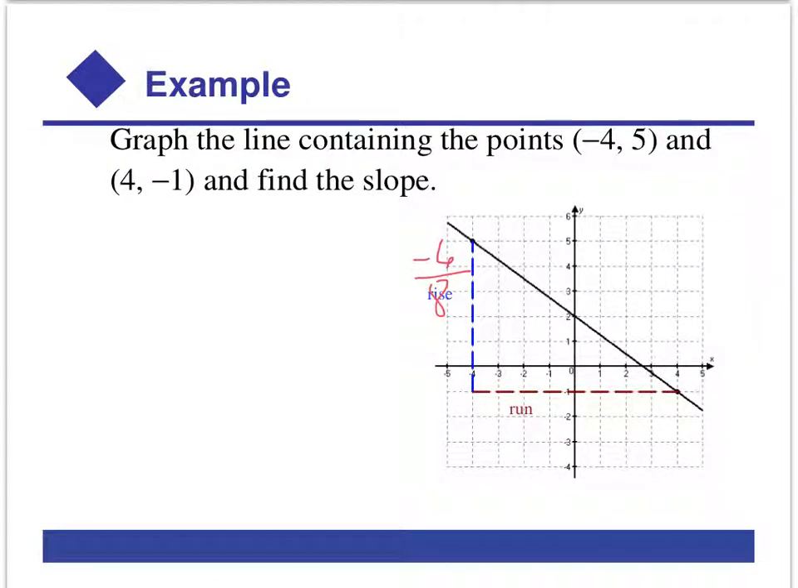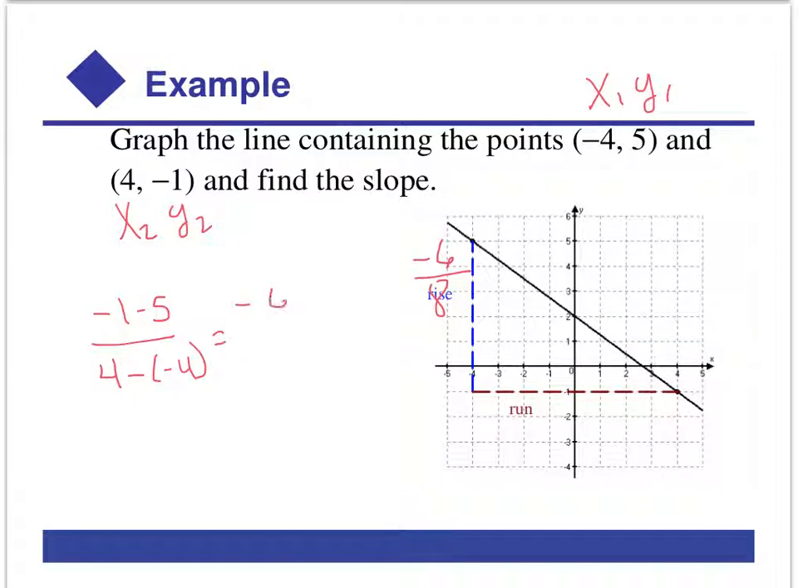If you wanted to do it mathematically instead of graphing it, you're going to say x1, y1, x2, y2. So the first thing we're going to say is -1 minus 5. Then we're going to put it over 4 minus -4. So it gives me -6 over +8. And look at that, it worked out. Now the other thing that you do is you need to simplify this. So this actually becomes -3 over 4.